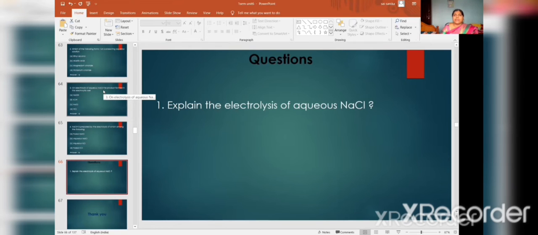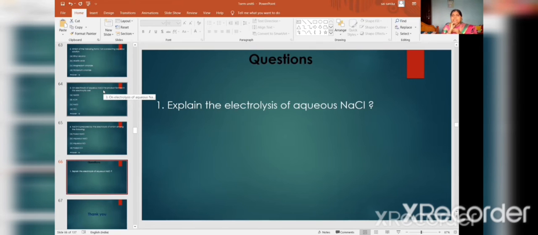So here we are taking aqueous NaCl. Aqueous NaCl means, in addition to Na+ and Cl- ions, what are the ions present in the solution? H+ and OH- ions. That means two cations and two anions are present.